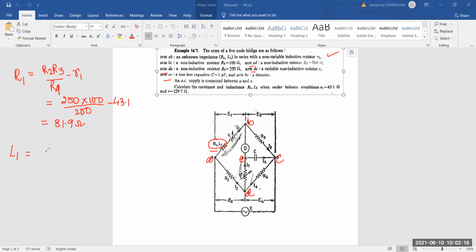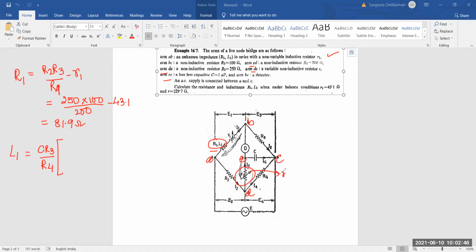See, for the L1 equation, you have to also take the capacitor C. That is for the Anderson bridge. So the equation is a bit complicated. First of all it will be C R3 by R4. In the bracket you have to take, where is the small r situated? Small r, this is the small r, the variable resistance.